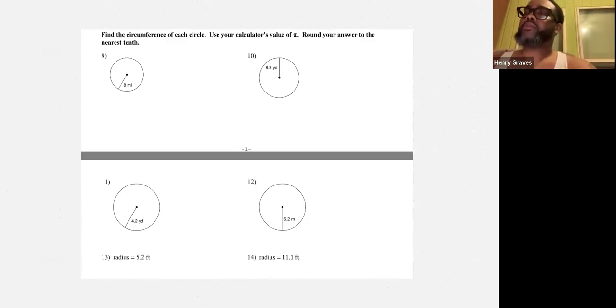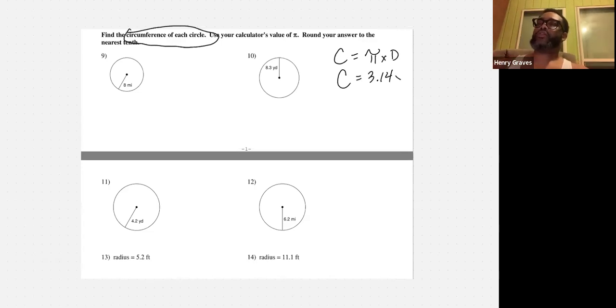The first one is going to be pi times diameter. Also, think of it as 3.14 times d. That's why we say the circumference is 3 times the diameter. Remember, area is inside, circumference is the outside of the circle.